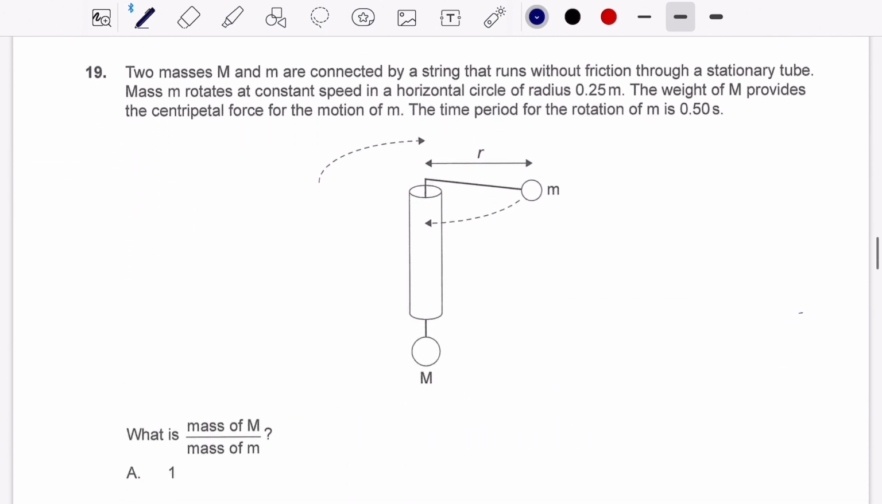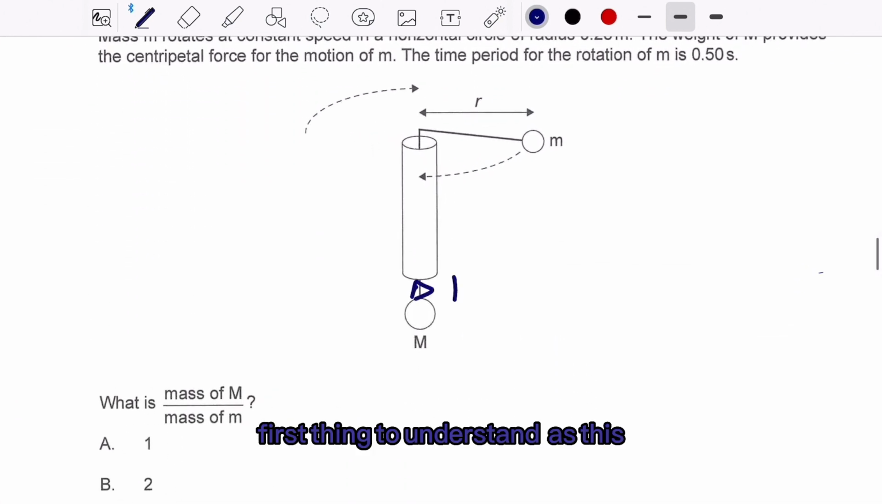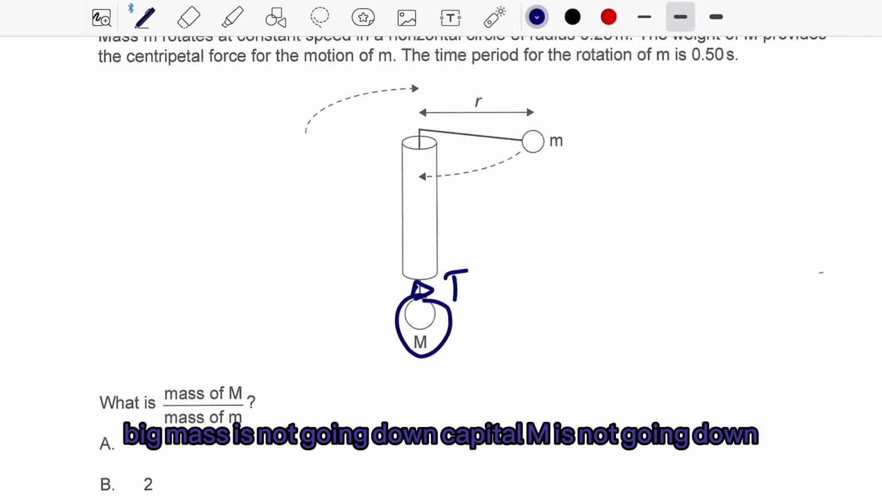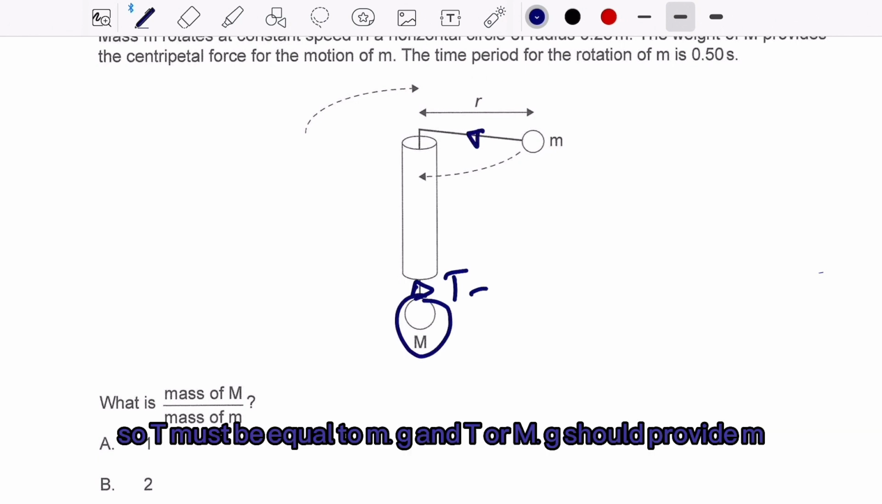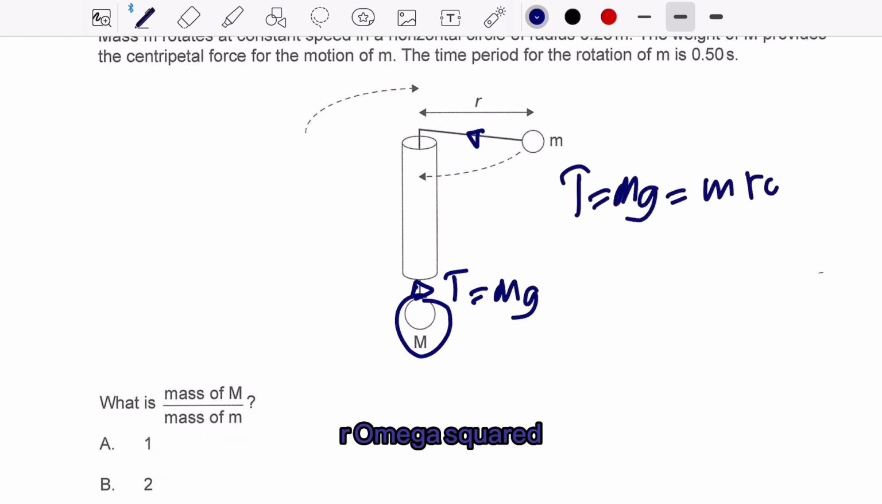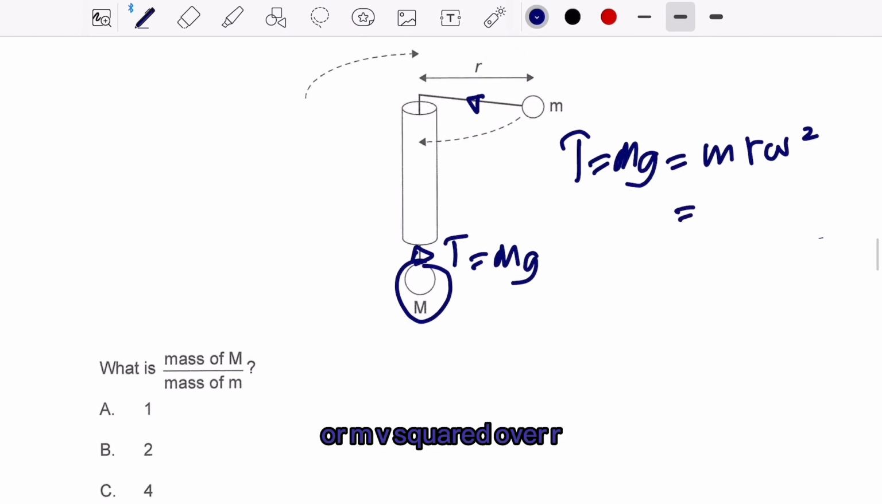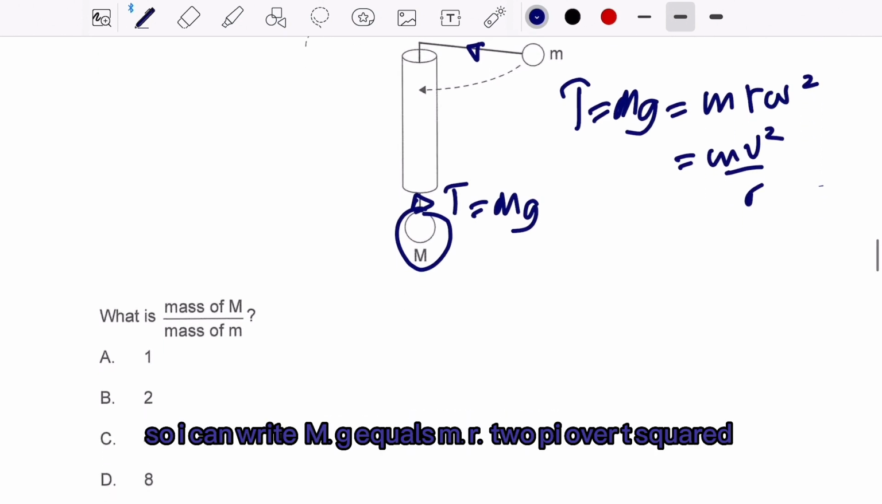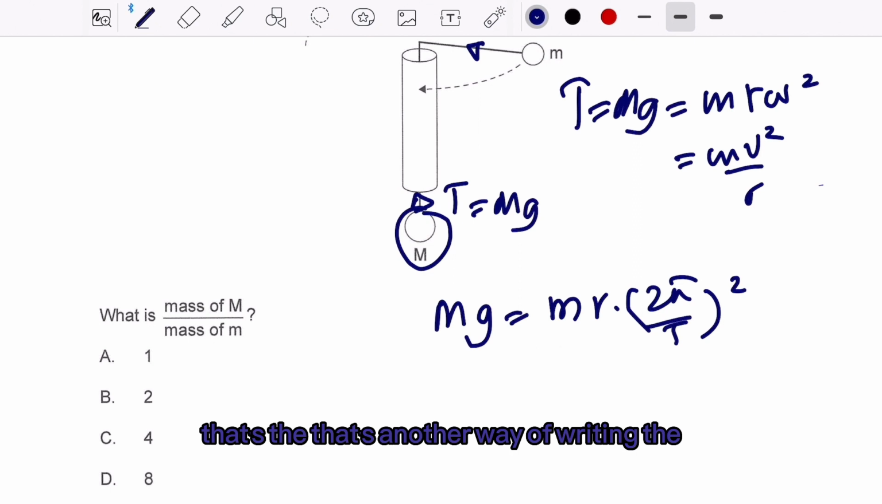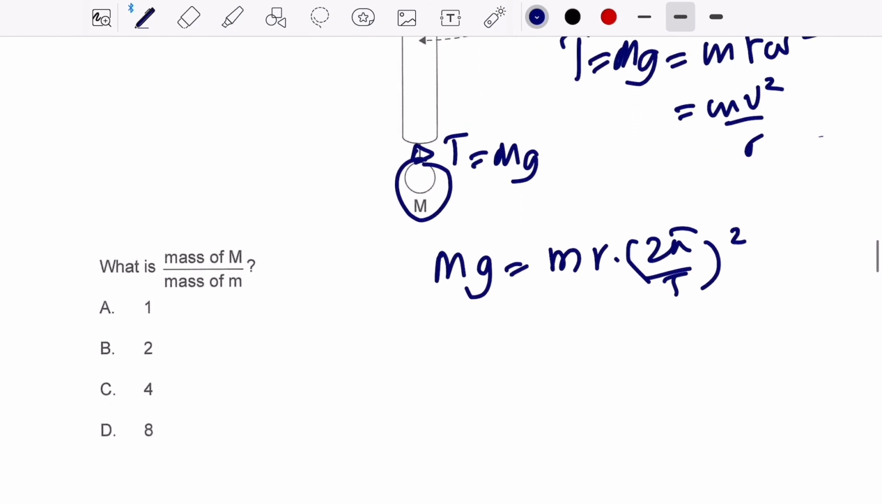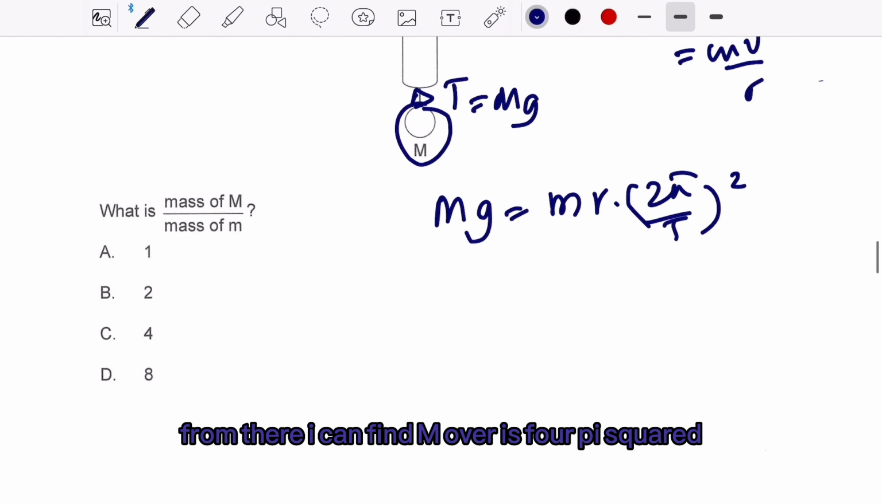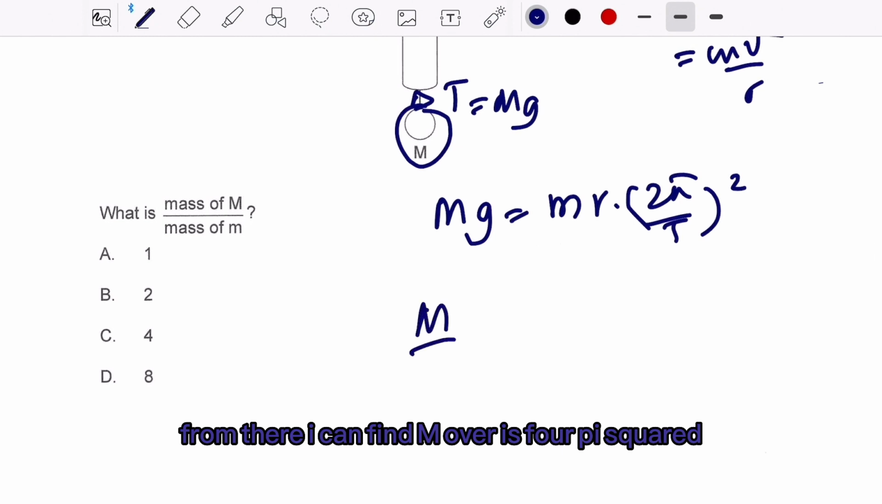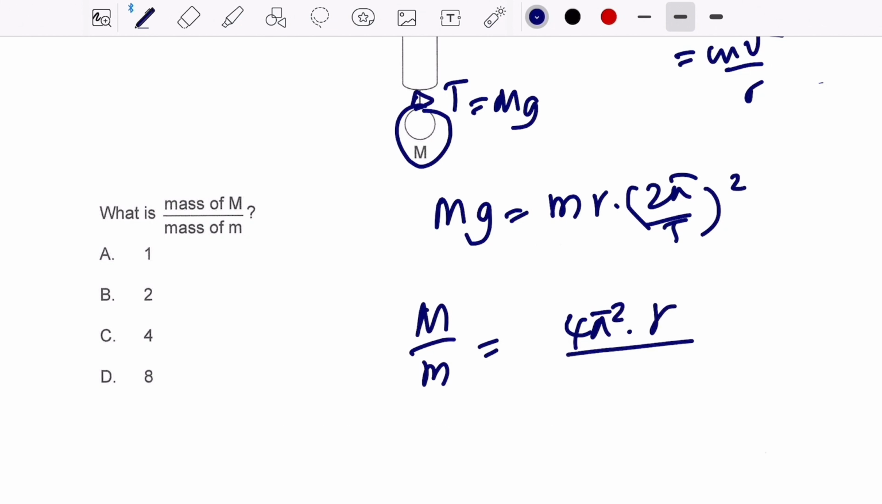Question number 19. First thing to understand: as this big mass, capital M, is not going down, T must be equal to Mg, and T or Mg should provide m r omega squared or m v squared over r. So I can write Mg equals m r (2 pi over t) squared. That's another way of writing the angular velocity. From there I can find M over m is 4 pi squared r over g t squared.